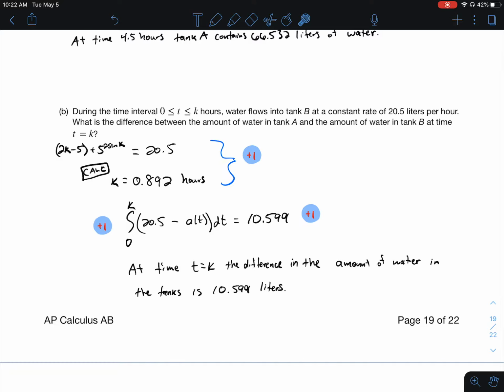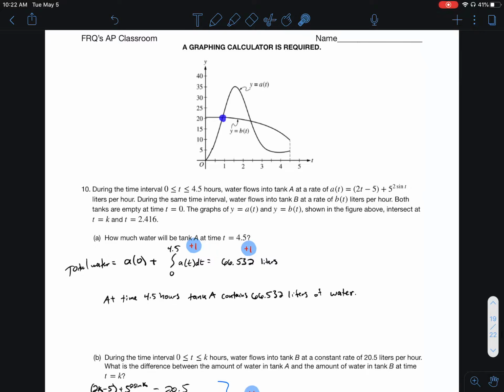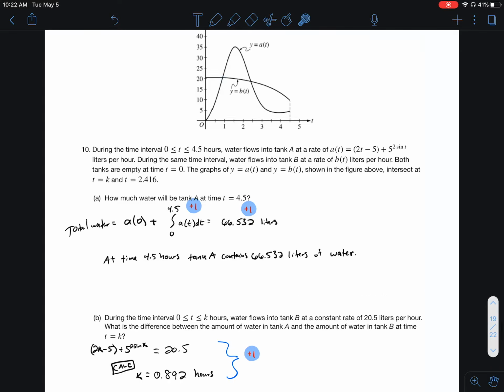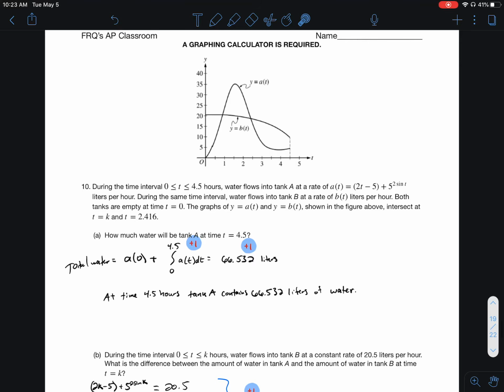B, during the time interval from 0 to k inclusive, so k, once again, is this spot right here, which we don't know what that number is. Water flows into tank B at a constant rate, so it's linear, 20.5 liters per hour. What's the difference between the amount of water in tank A and the amount of water in tank B at time t equals k? Well, we first got to figure out what k is.